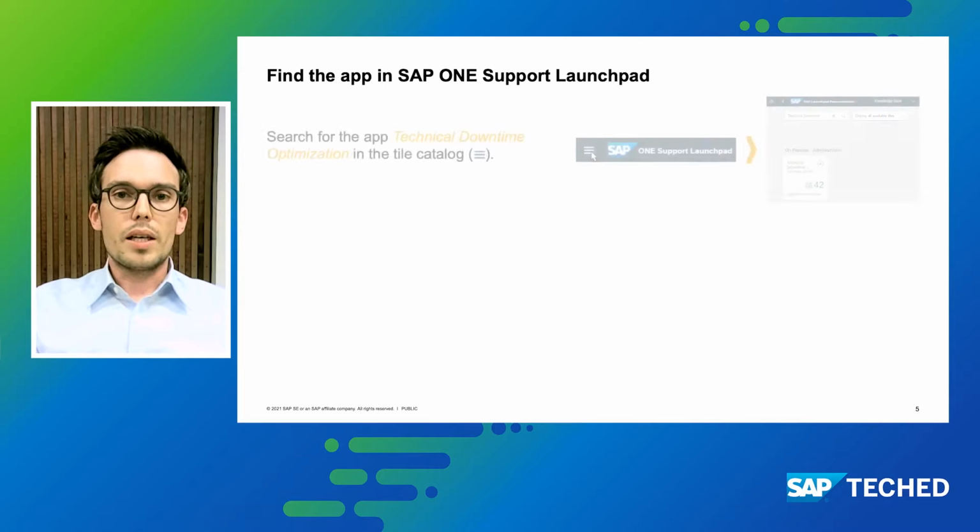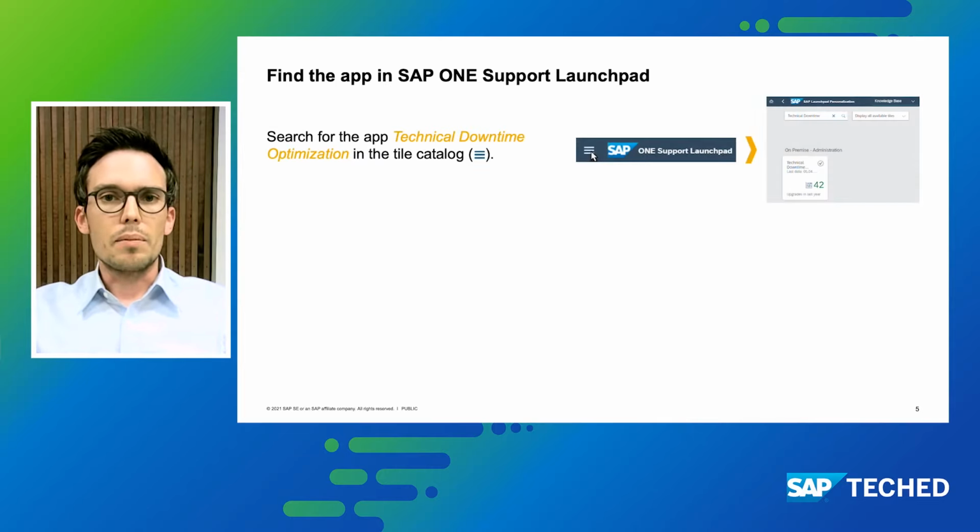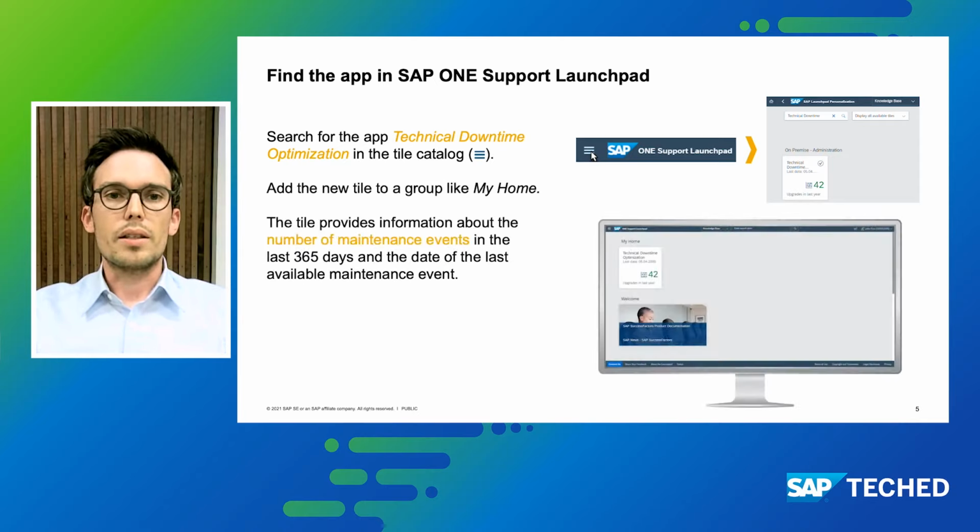So how can you find the application? That's rather easy. Just enter the SAP One Support Launchpad, go to the tile catalog, and there you just search for technical downtime optimization. Add the tile to one of your favorite groups like My Home, and then it will appear on your home screen. You can see in this example, there is a greenish number that states 42, and that shows the last events that you have done in the previous 12 months.